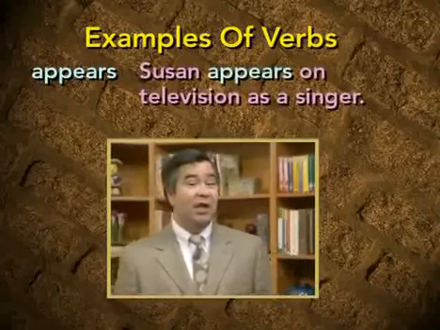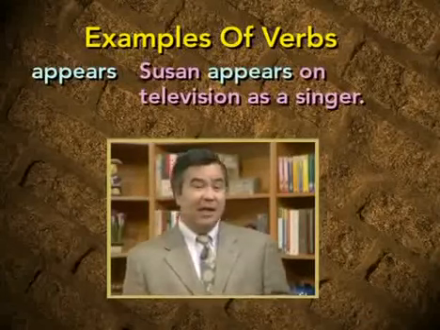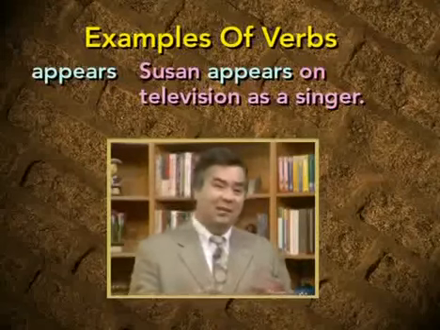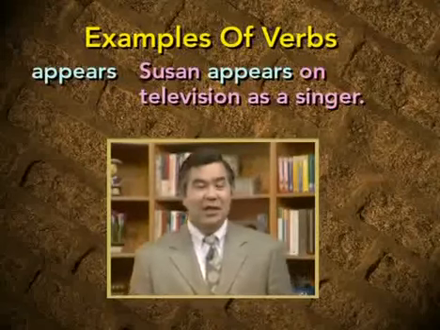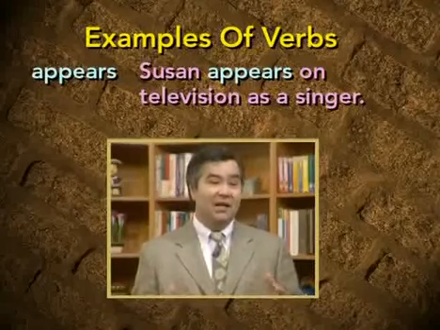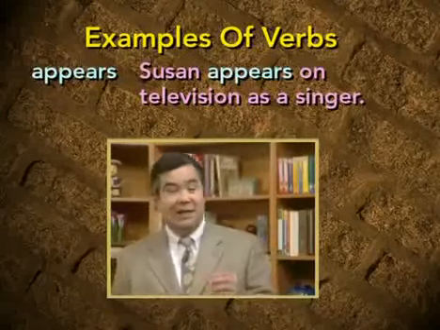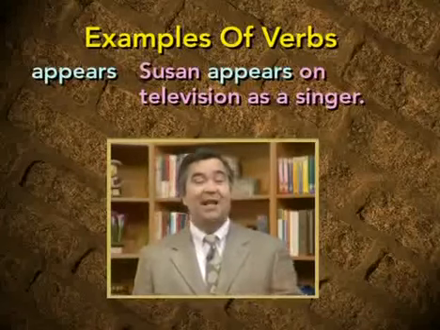Susan appears on television as a singer. In that sentence, the verb appears is expressing an action being done by the subject, Susan. It tells us something that Susan does. She appears on television. In that sentence, therefore, appears expresses an action.